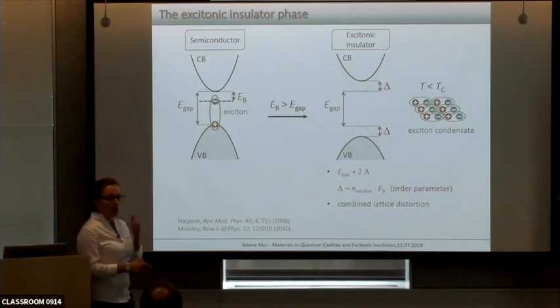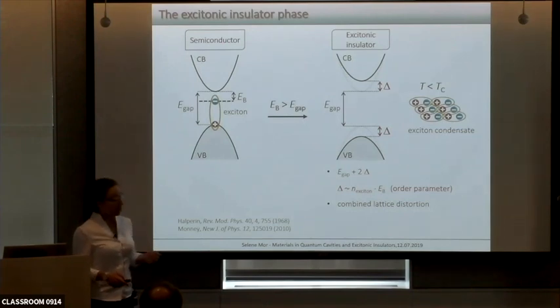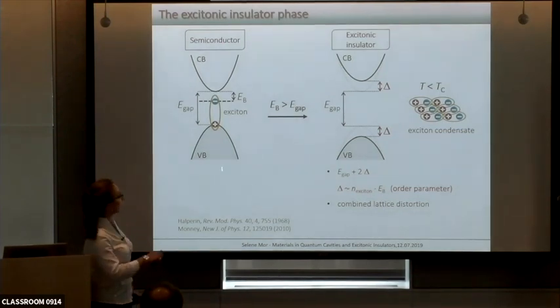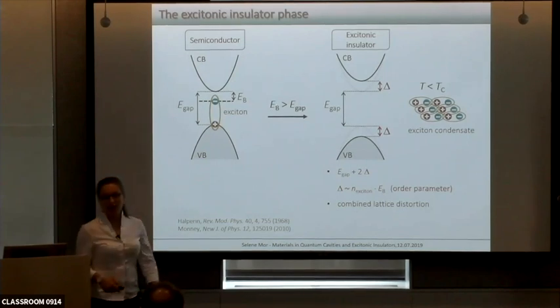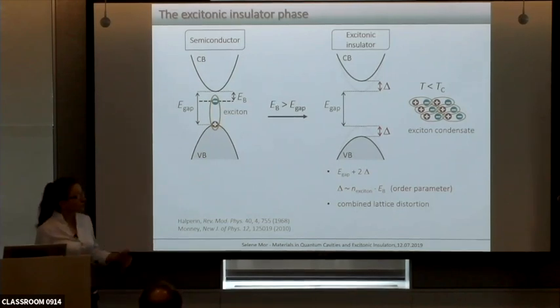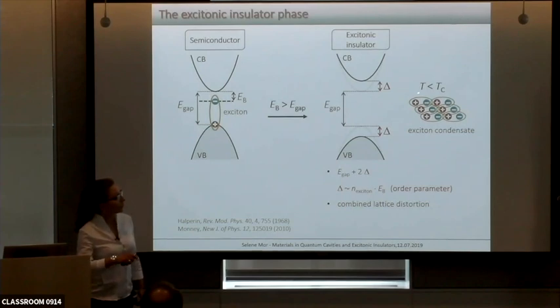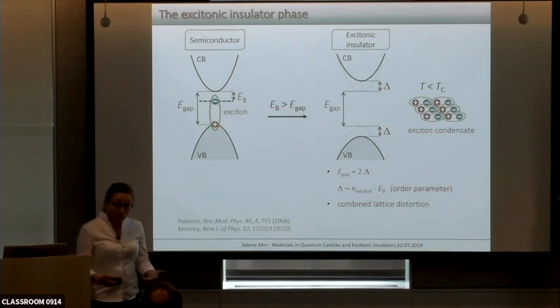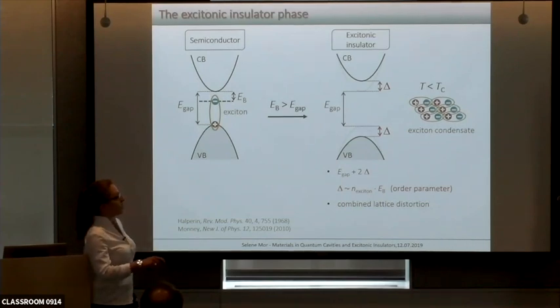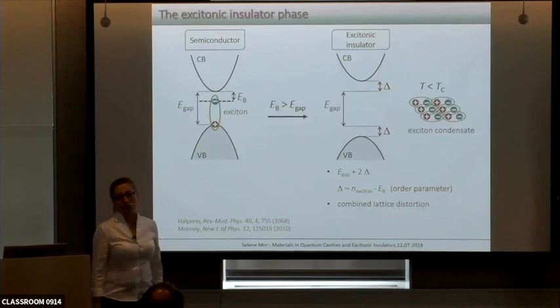First of all, a weak screening of the Coulomb interaction, which allows for formation of excitons having binding energy larger than the electronic band gap. And second, sufficiently low temperature to allow these spontaneously formed excitons to gain phase coherence and eventually condense.